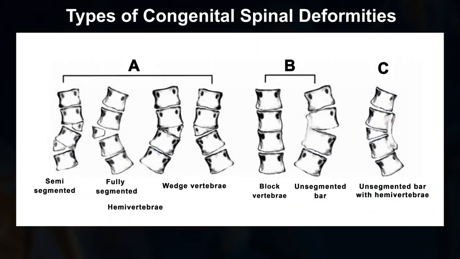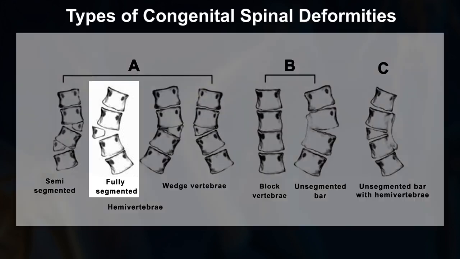Basically, there are two types of congenital anomalies, as I have discussed already. Either it's a failure of formation or it's a failure of segmentation. A failure of formation is a hemivertebra, and a failure of segmentation leads to an unsegmented bar. And the worst is when both are together.